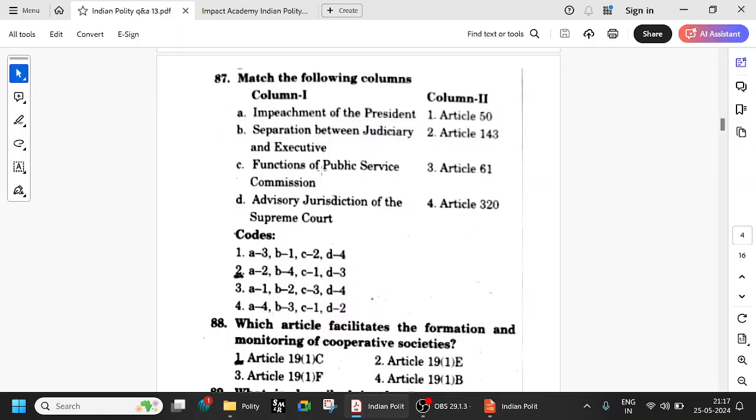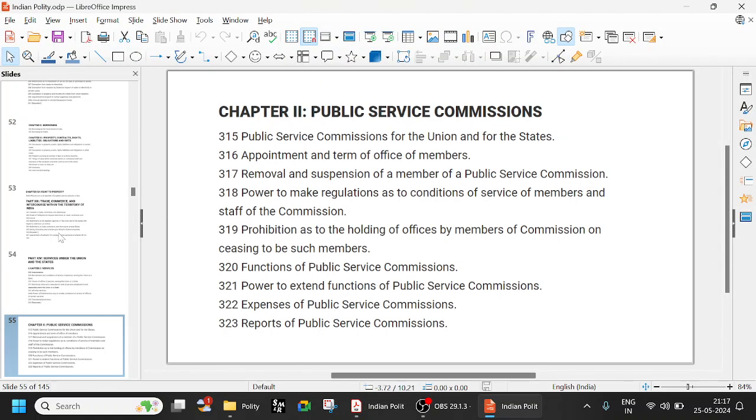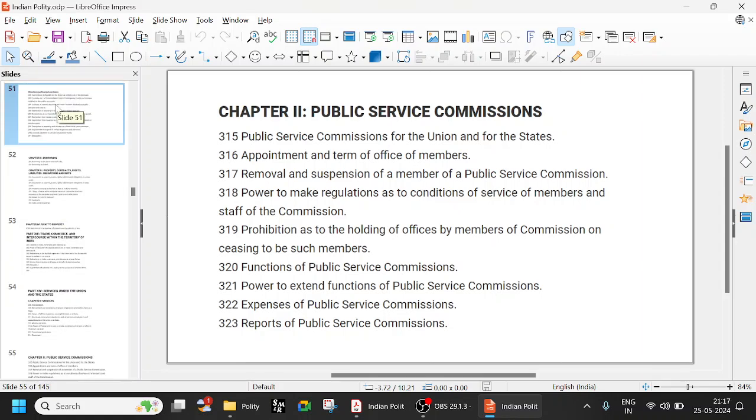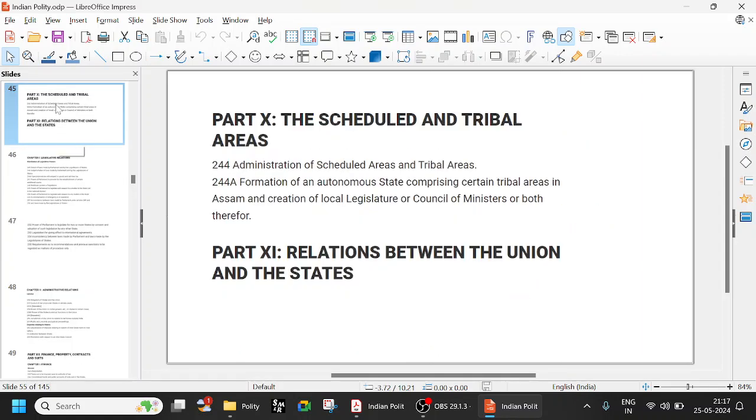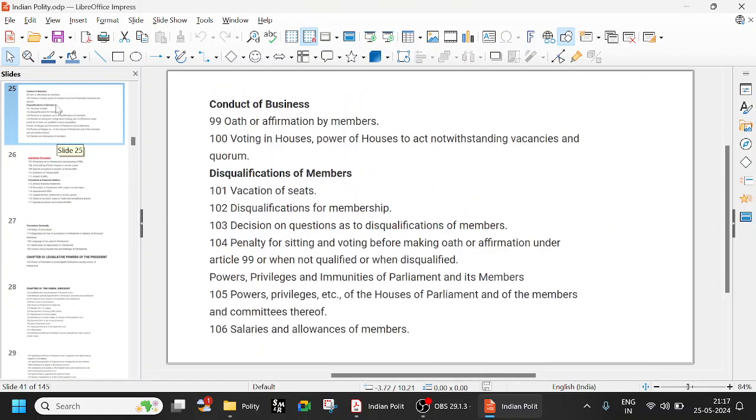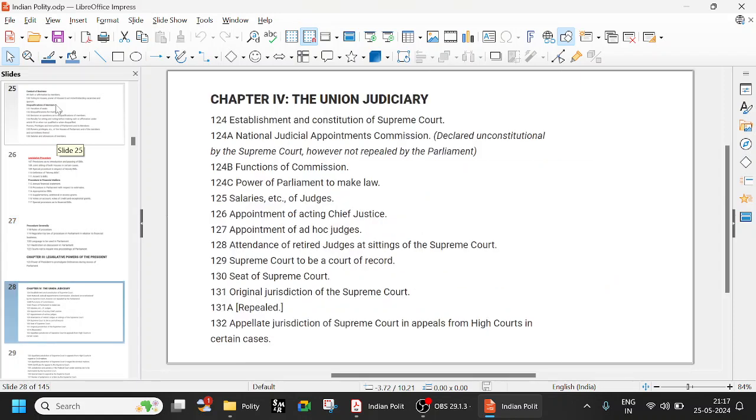And advisory jurisdiction of Supreme Court is fundamental, right? 143, everyone knows, everybody should know. And Supreme Court, we have seen 124, right? So that is why remember at least few articles, the landmark articles where it starts. So 124 is Supreme Court. So nearby all this belongs to Supreme Court, judiciary, etc. We have seen 131 original jurisdiction, 130 seat of Supreme Court, 132 is appellate. First, 131 is original jurisdiction, 132 is appellate.